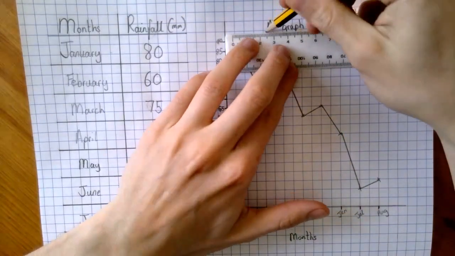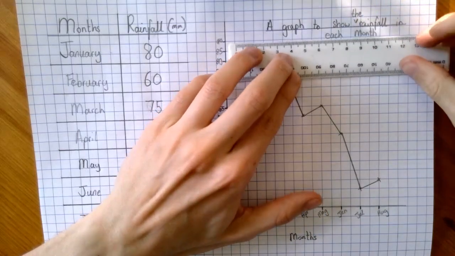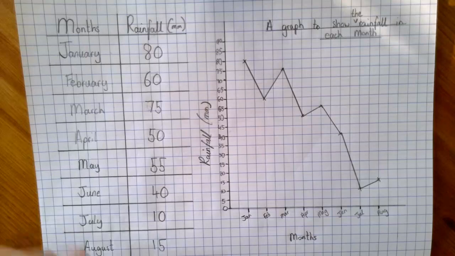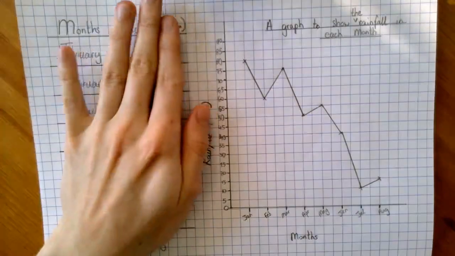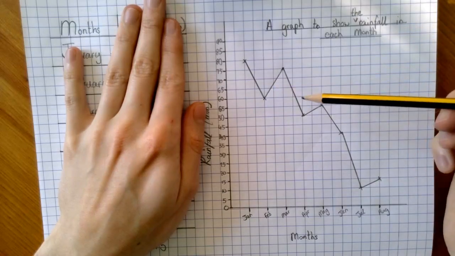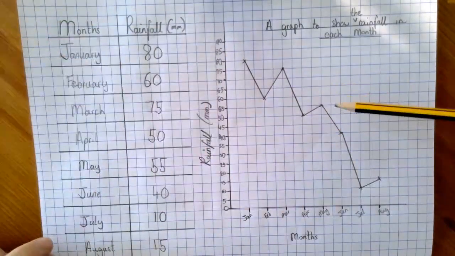Because without a title it doesn't really have context, and it might be that the labels on each axis give a clue, but we just want to be really specific. So if I didn't have my data there, I just look at that, I know exactly what the graph's showing me, and I can make a judgment or answer questions based on the data in that table.